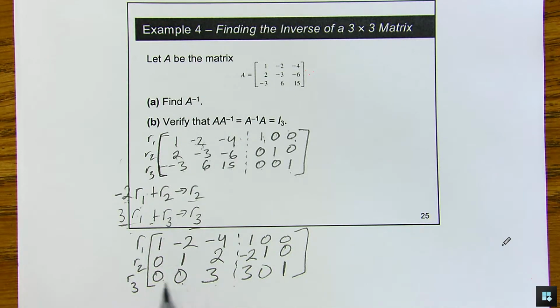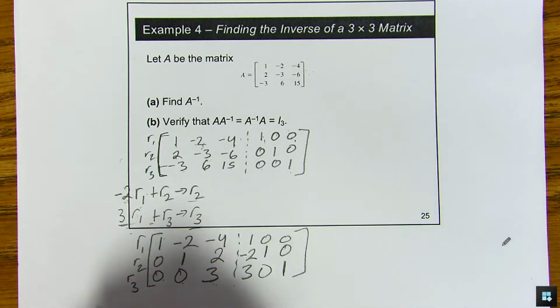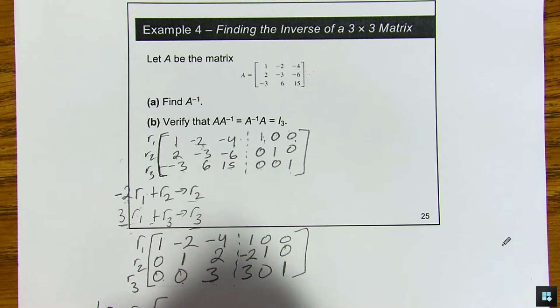I'm so close here on the bottom one, I just want that to be a 1. So what I would do then is take 1/3 of row 3 and replace that with row 3. So row 1 and row 2 are not going to change. So row 1 stays the same.